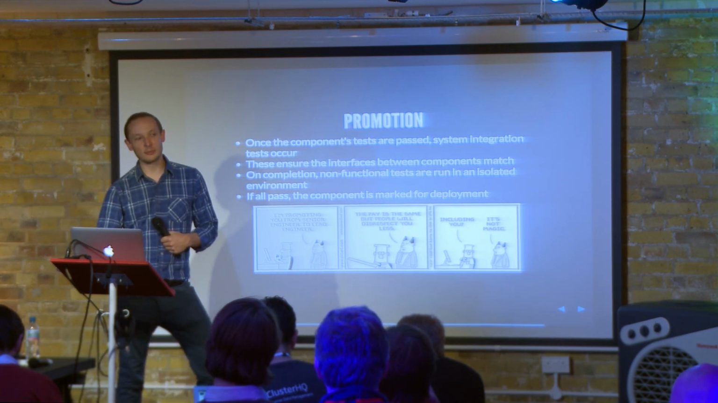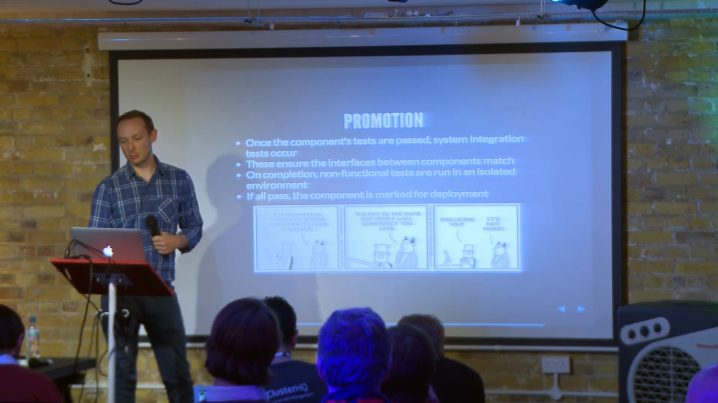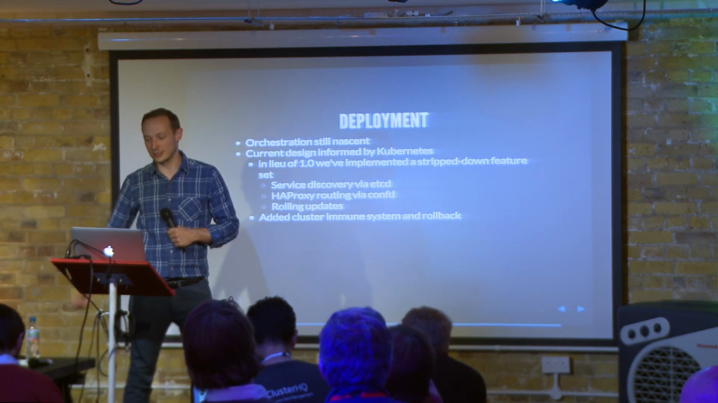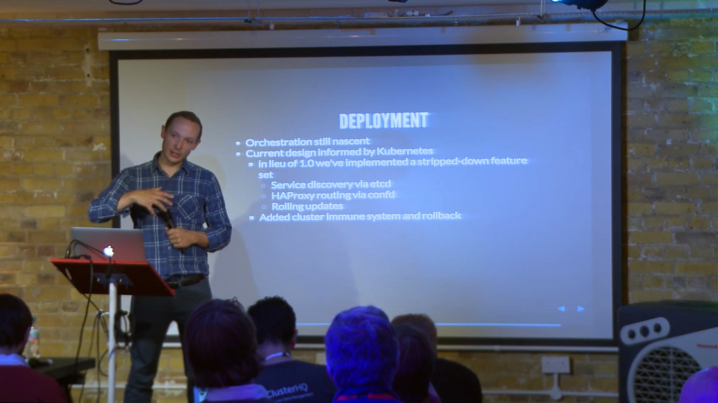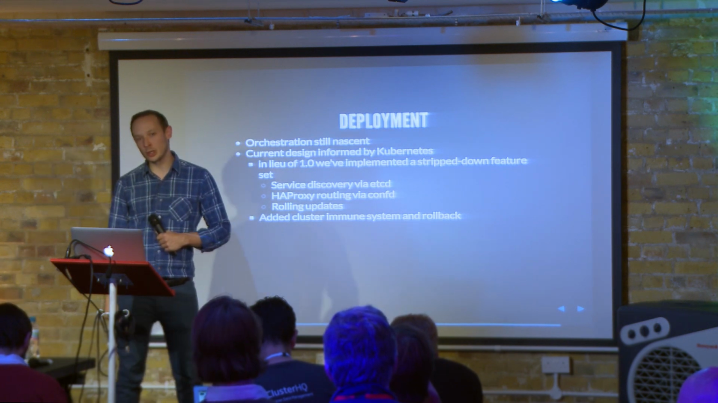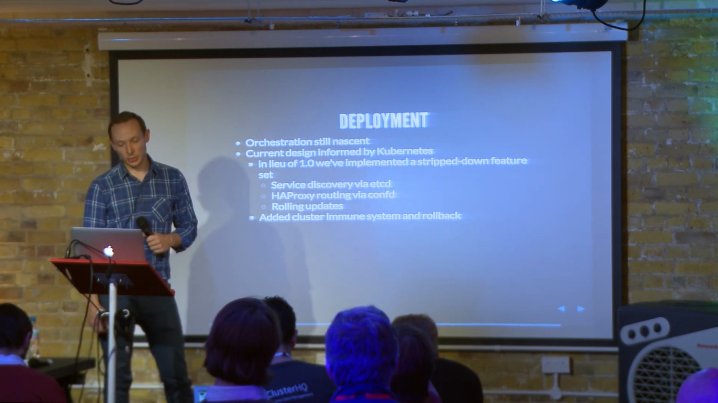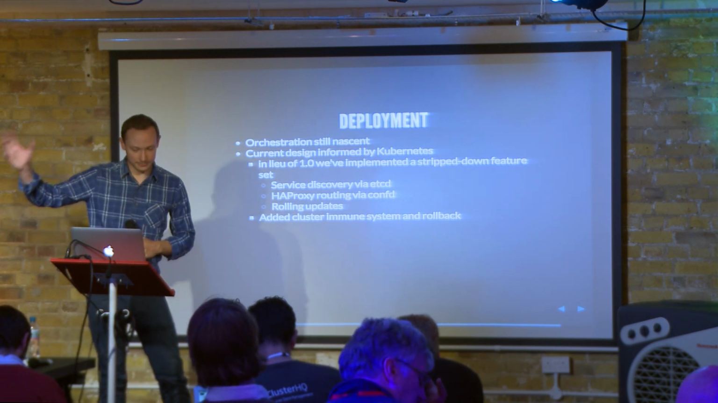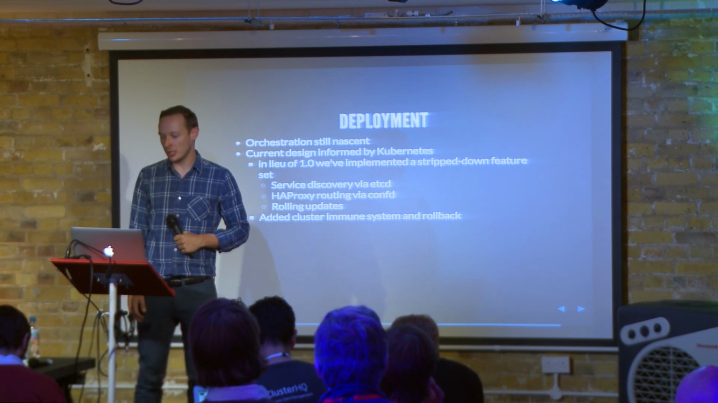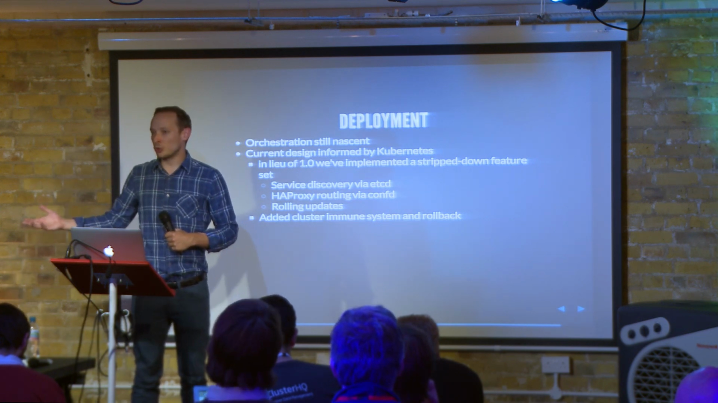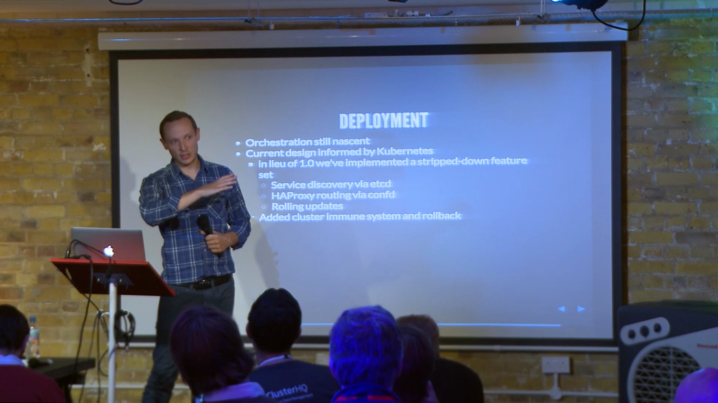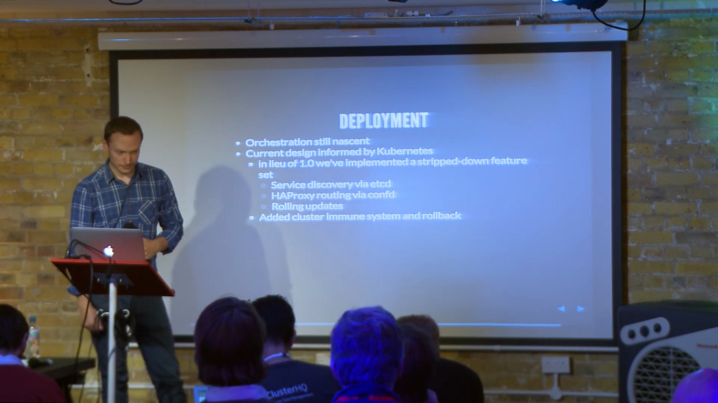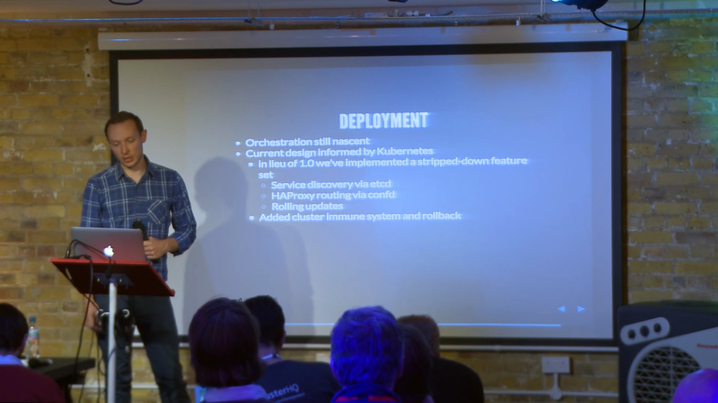Now, as we've spoken about a number of times today, this is verging on a black art, and orchestration is still nascent, let's say. So the current design that we've opted for is heavily informed by Kubernetes. In lieu of version 1, we've copied some of their principles. So we have service discovery via etcd. The HA proxy routing based on etcd, and as mentioned earlier, just gradually shifts the load across from one to another via conf. Cluster immune system is our addition to this.